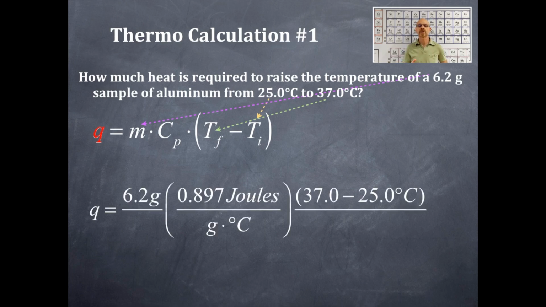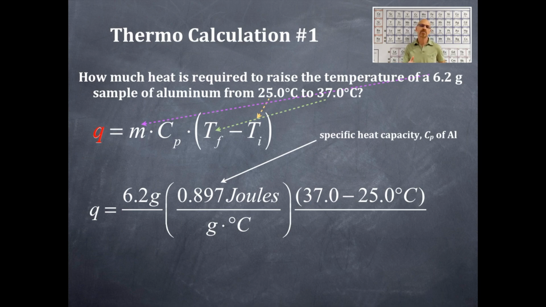So here I have put in all the numbers. That is the 6.2 grams, that is the mass. The specific heat capacity for aluminum is 0.897 joules per gram degrees Celsius. And then the temperature change, the final temperature, 37.0, minus the 25.0. Remember, the specific heat capacity for aluminum is a constant that comes from a textbook, or from one of my previous videos.